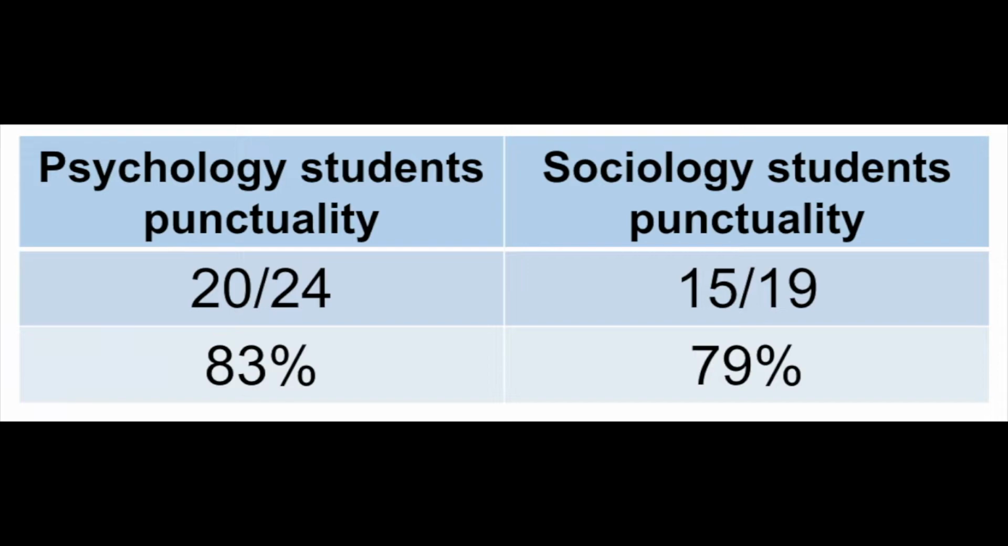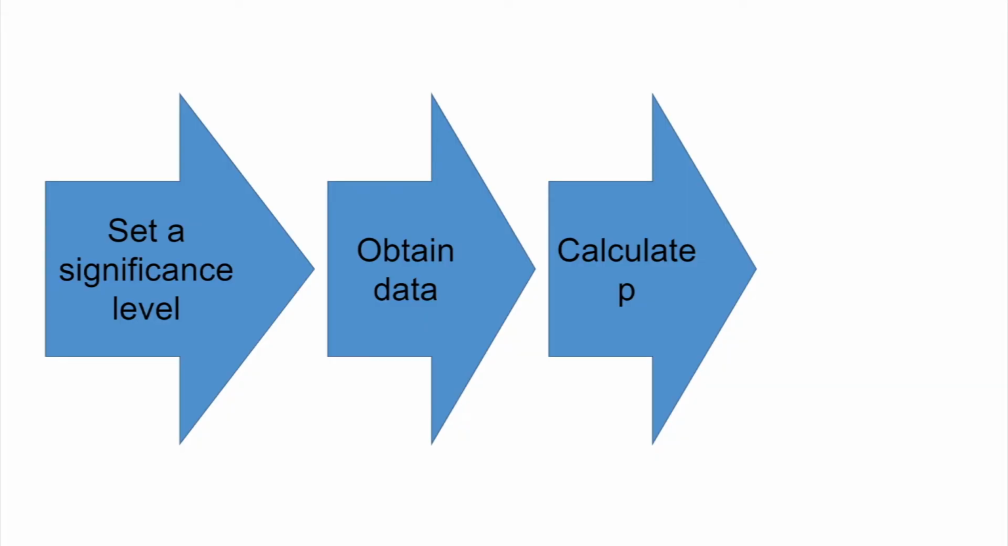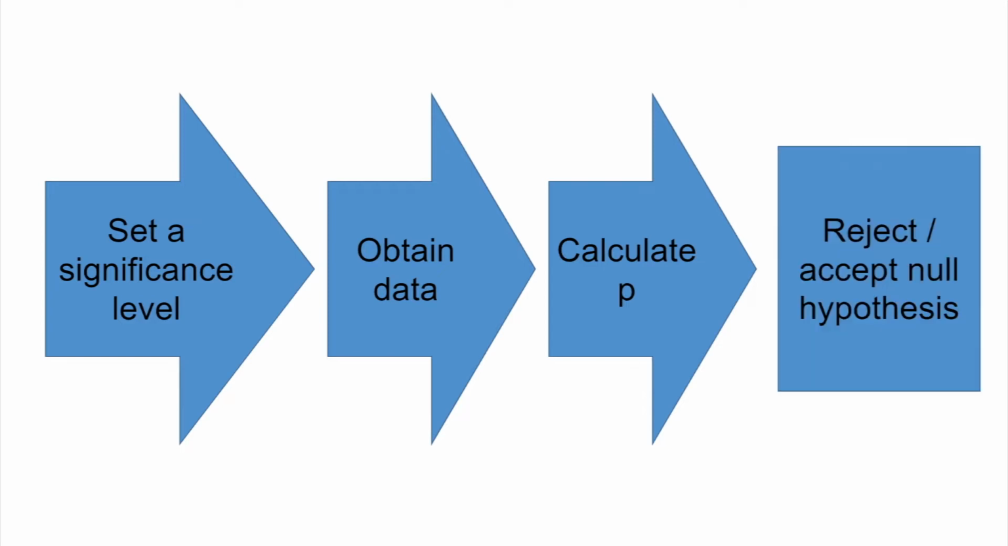A statistical test starts from the assumption that the null hypothesis is true, and then allows us to calculate a value of p. P is the probability that the results that we've obtained are just due to chance. In other words, in our experiment, assume that for psychology students and sociology students, there's no difference in their punctuality. Well, what are the chances of getting the observed difference in their punctuality? We set an arbitrary value, a significance level for p, and we say that if the calculated value of p is less than the significance level, then we reject the null hypothesis and accept the alternative hypothesis.